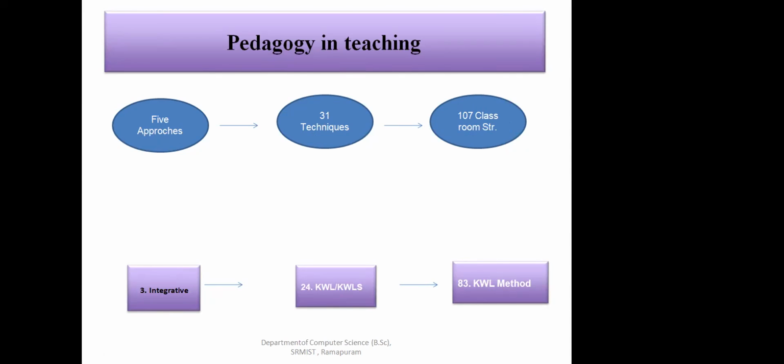Simply no, actually, from the approaches, tools are derived. From the tools, the pedagogy methods are derived. Total 5 approaches are available, 31 tools are available, 107 pedagogy methods are available. The numbers are very, very important. 5 is the approach, 31 is the tool, 107 is the classroom strategies or pedagogy methods.